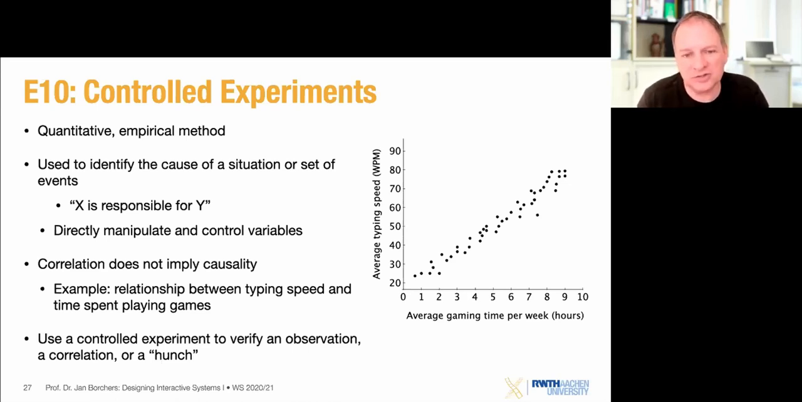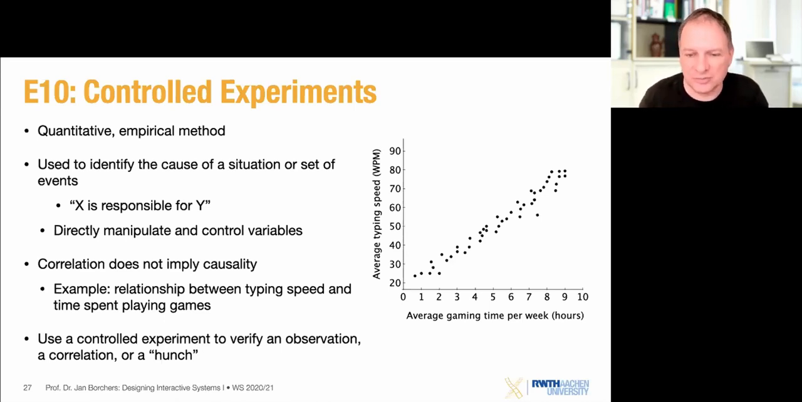Note that just because 2 things correlate does not necessarily mean that they are causally linked, right? This is a common misconception among statistics newbies, and something that leads to no end of confusion in popular media, right? For example, here is a plot showing the average time that people play computer games in hours per week. And on the y-axis, we've got the average typing speed of these people. Now, if you published it that way, you could say, oh, clearly playing more video games will speed up my typing speed, right? That's what this seems to suggest.